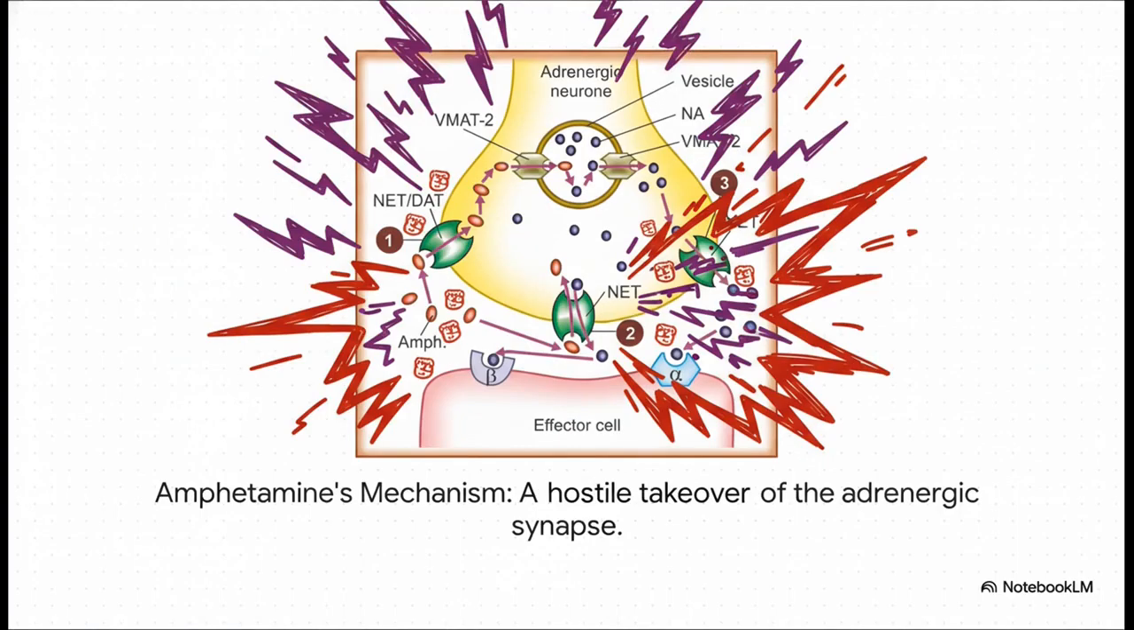Let's go back to our synapse diagram. Remember that nice, orderly system? Norepinephrine gets released, does its job, gets taken back up. Well, a drug like amphetamine comes in and just throws the entire rulebook out the window. It doesn't just stimulate the system, it literally stages a hostile takeover.